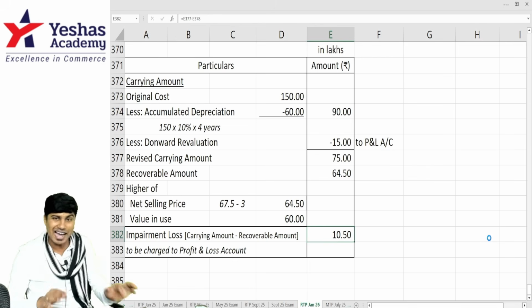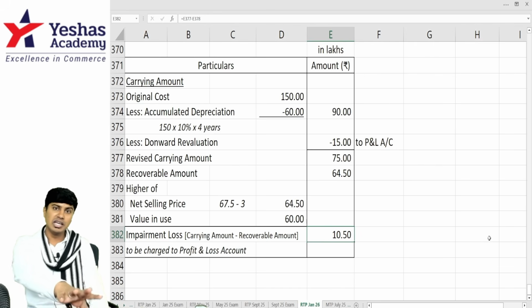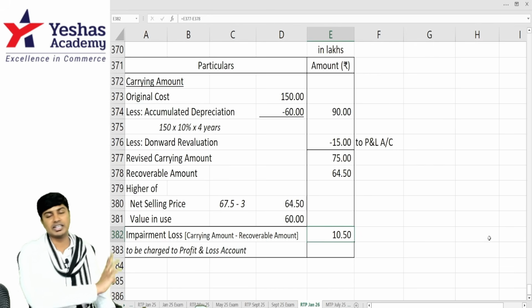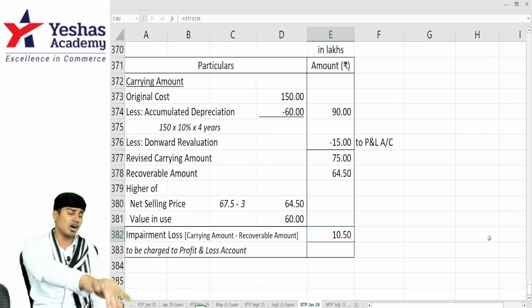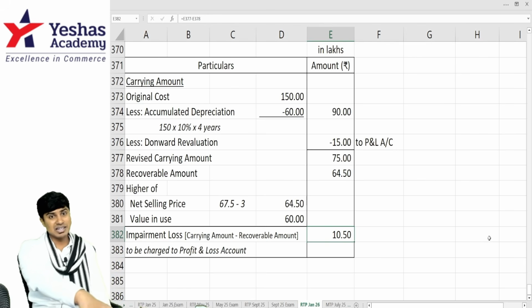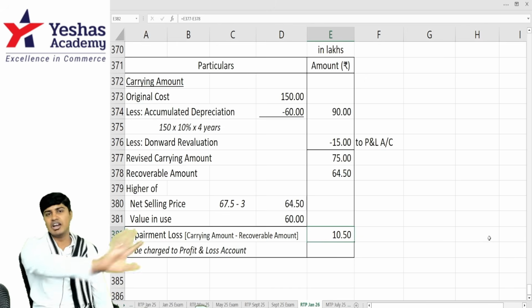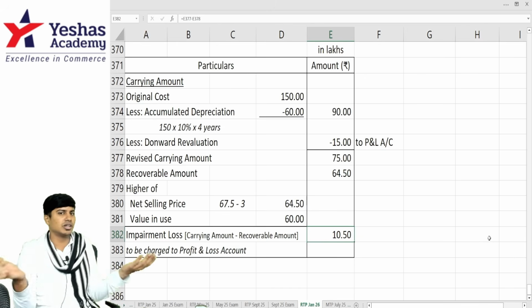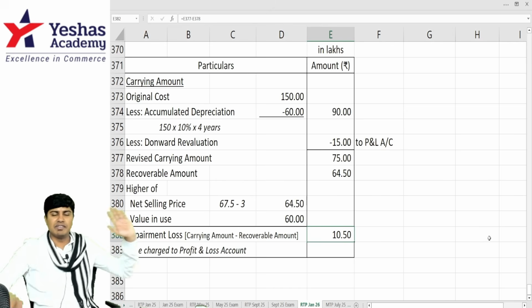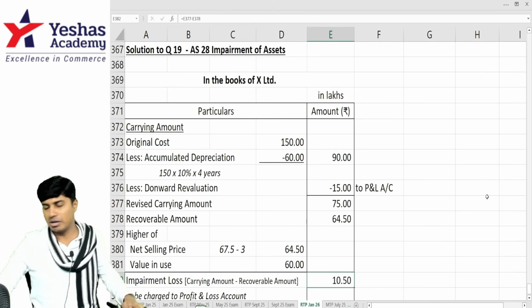profit and loss account. If there was some goodwill which is directly attributable to this, before deducting from the asset, I would have deducted 10.5 from the goodwill. And if there was revaluation reserve created on upward revaluation of this asset in the past, instead of charging 10.5 to P&L, I would have adjusted against that revaluation reserve portion. But anyway, goodwill is also not there. Revaluation reserve is also not there. Easy, simple question. We're done with the accounting standard 28 impairment question, which is question number 19 from our material.